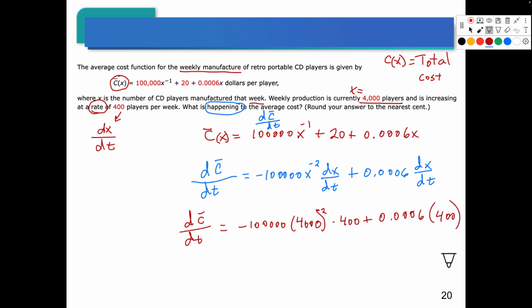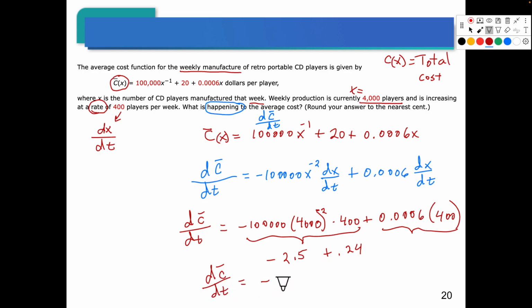Let's maybe work it in pieces. Let's see, negative 100,000 times 4,000 raised to the negative 2 power times 400. I got that this first part here is negative 2.5, and then this part over here, 0.0006 times 400, is 0.24. So negative 2.5 plus 0.24, we come up with that the average cost over time at this particular point ends up being negative 2.26.